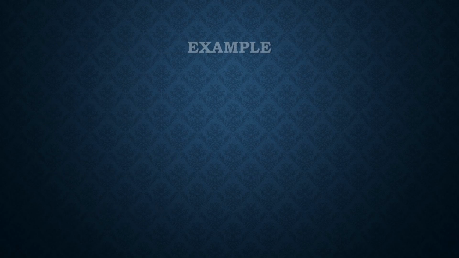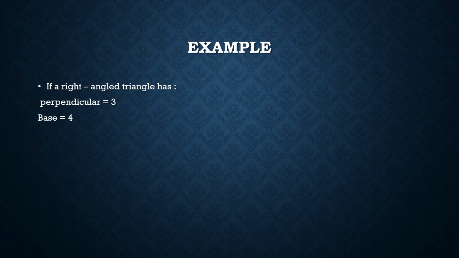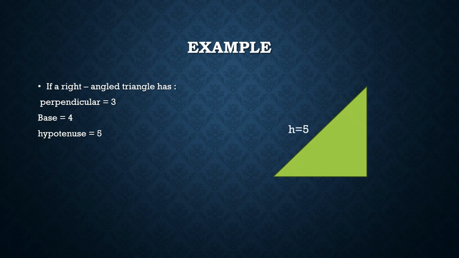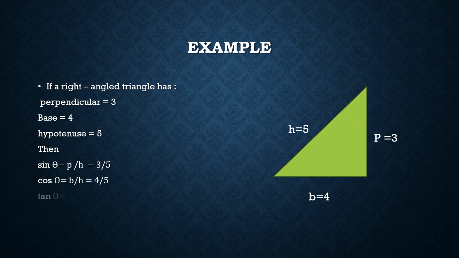Now let's solve a simple example. Suppose we have a right-angled triangle where perpendicular is 3, base is 4, and hypotenuse is 5. Now we will find the trigonometric ratios. First, sin theta. Sin theta equals perpendicular divided by hypotenuse. So 3 divided by 5, which equals 3/5. Next, cosine theta. Cosine theta equals base divided by hypotenuse. So 4 divided by 5, which equals 4/5. Next is tangent theta. Tangent theta equals perpendicular divided by base. So 3 divided by 4, which equals 3/4.